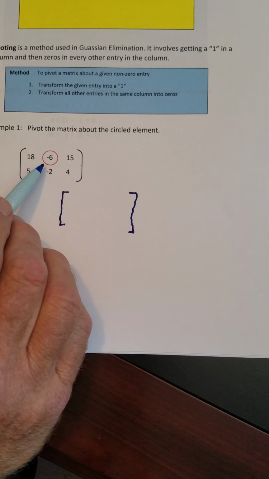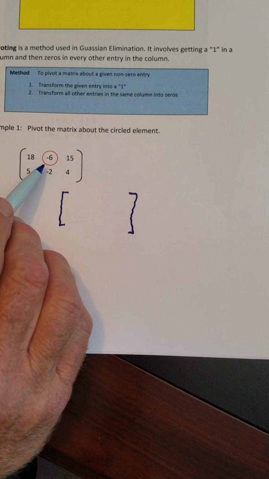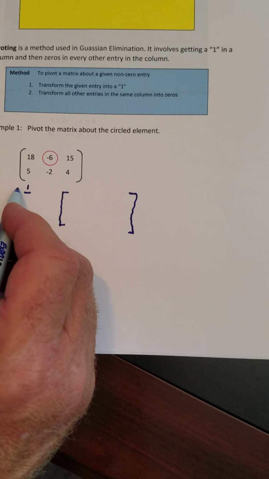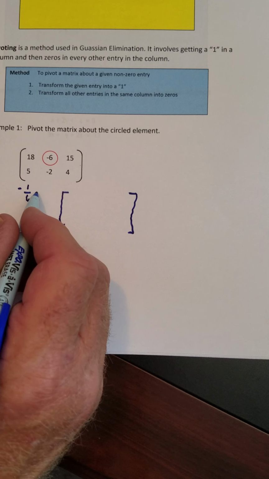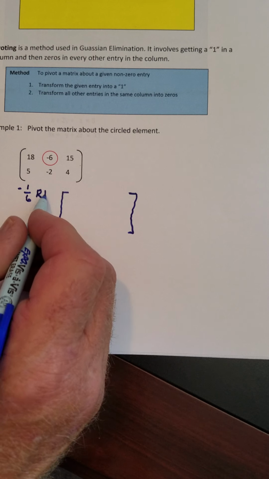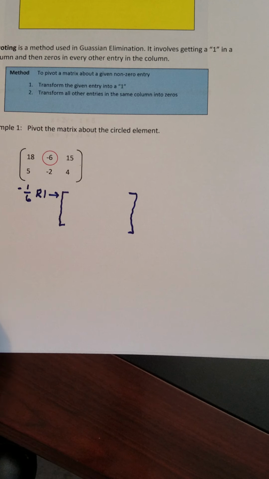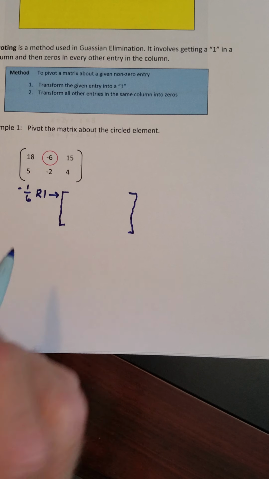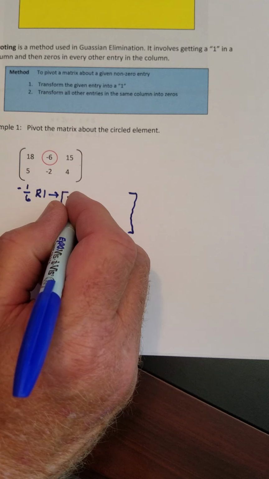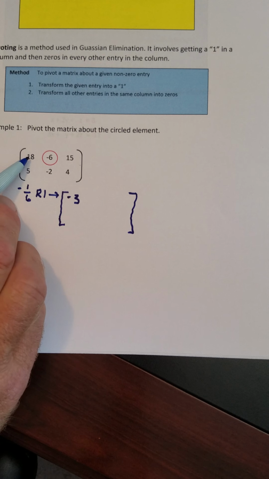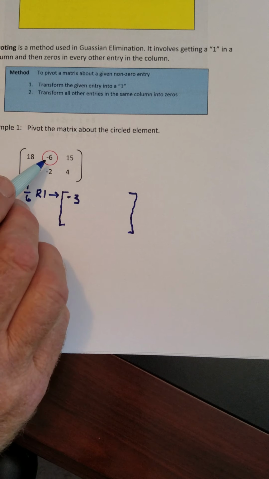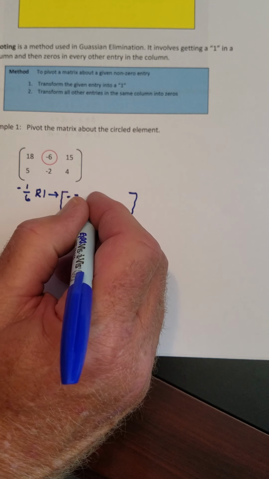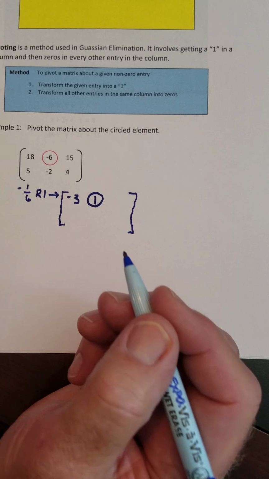To get a 1, you always multiply by the reciprocal. So the reciprocal of -6 is -1/6, and we're going to take -1/6 times R1. So -1/6 times 18 becomes 18 over -6, that's going to be -3. I'm simply taking that number times this one, and then I'm going to take that number times that one, and there's your 1.